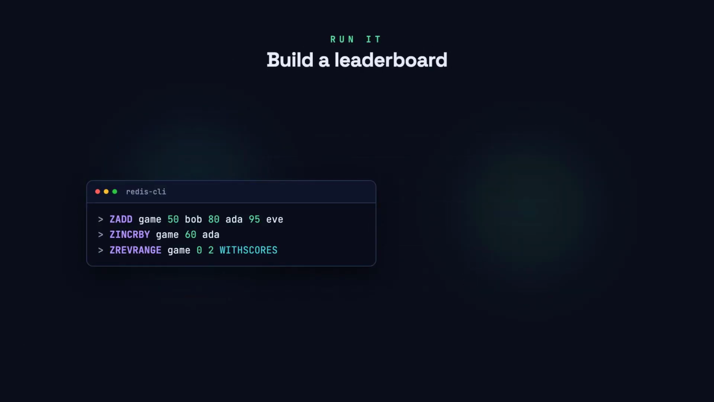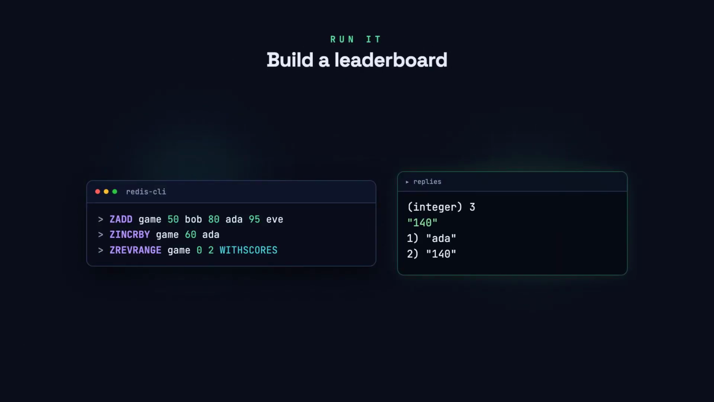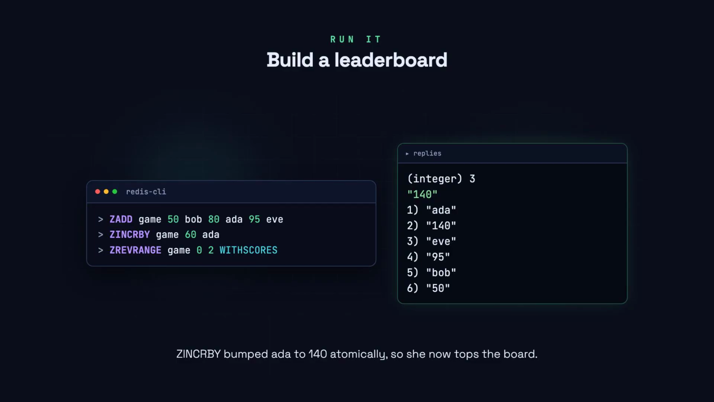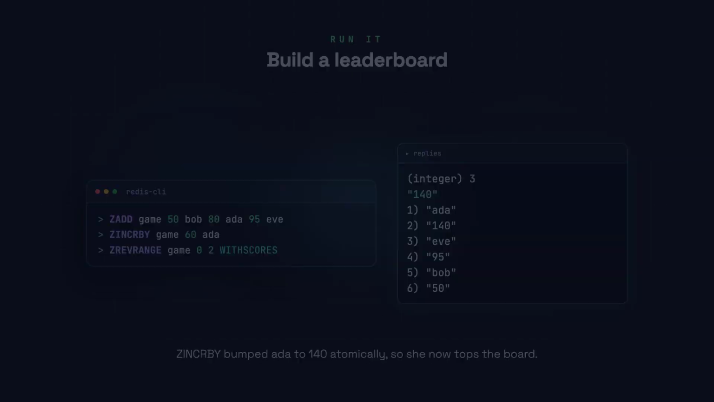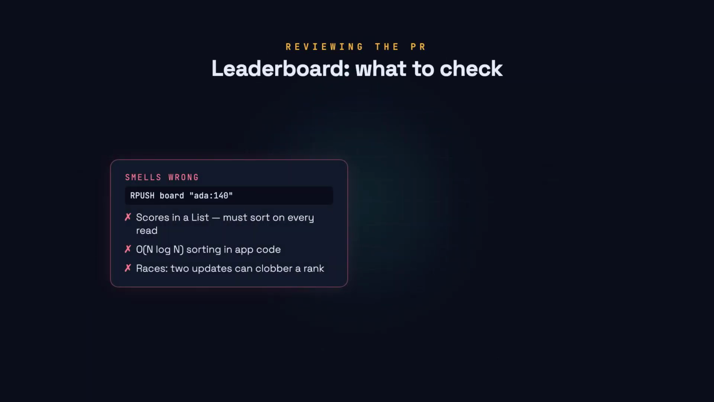Here we add 3 players with scores. ZINCRBY then adds 60 to Ada's score, atomically taking her to 140. ZREVRANGE reads the top 3 highest scores, and Ada is now first. No sorting in our code. Redis kept the order. So when you review a leaderboard change, this is the tell.